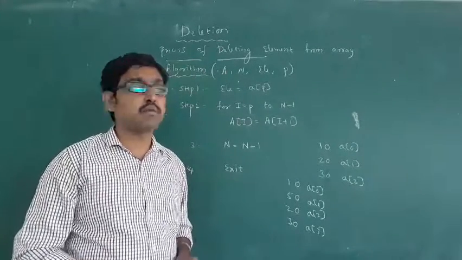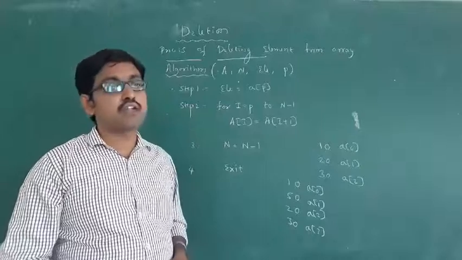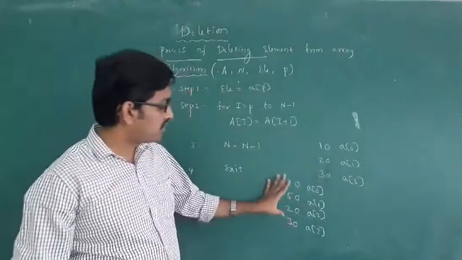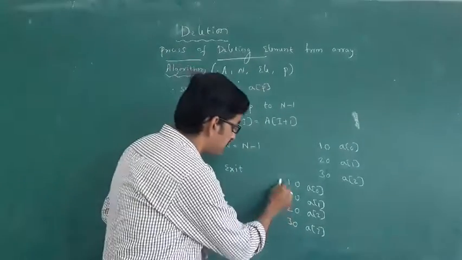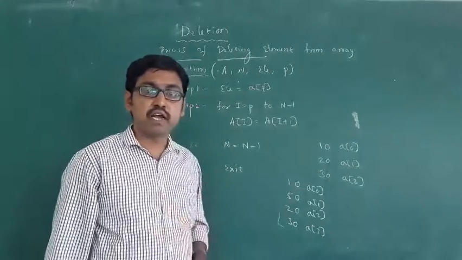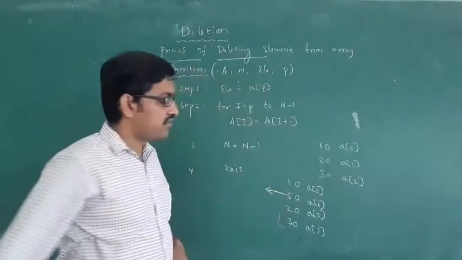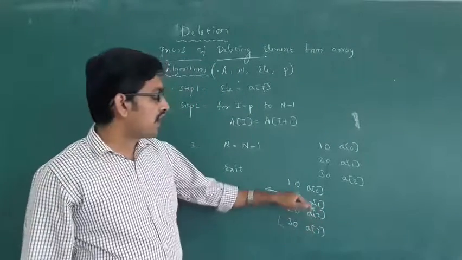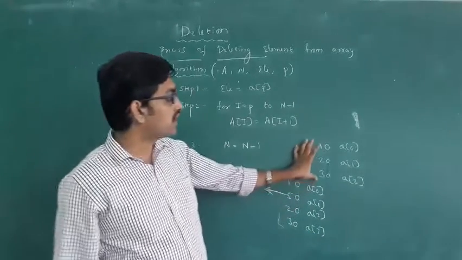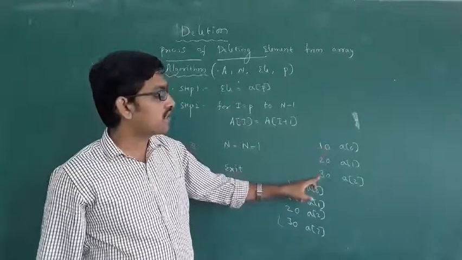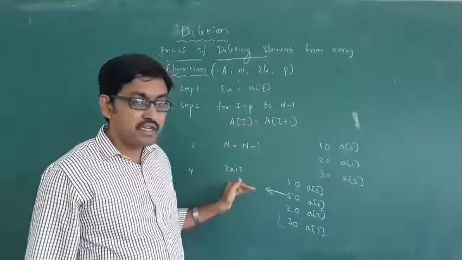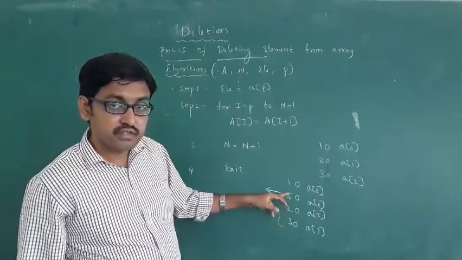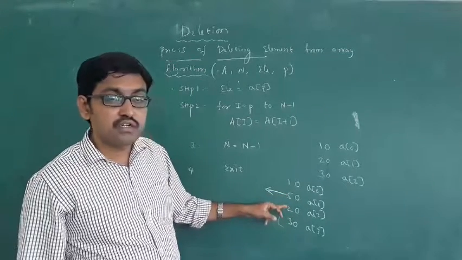Okay, the process of deleting an element from the array is called deletion. Then how to write the algorithm for this? Let's see. Deletion means, for example, consider 4 elements. I want to delete 50, in position A of 1. Then after deleting 50, what are you getting? 10, 20, 30. After deleting 50, 20 will come to the position of 50, and 30 will come to the position of 20.